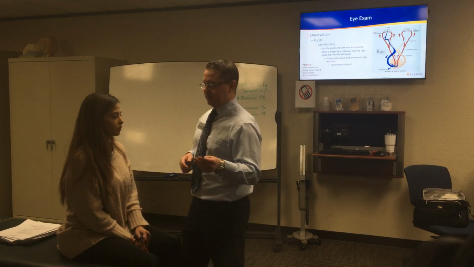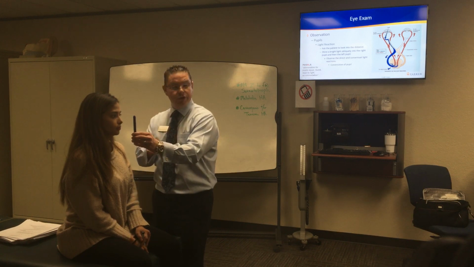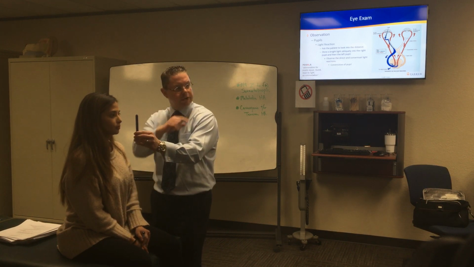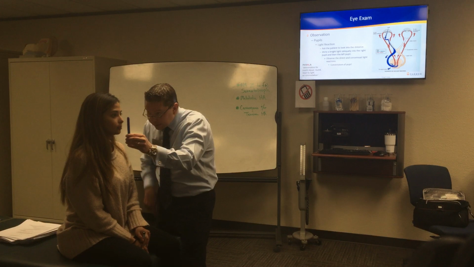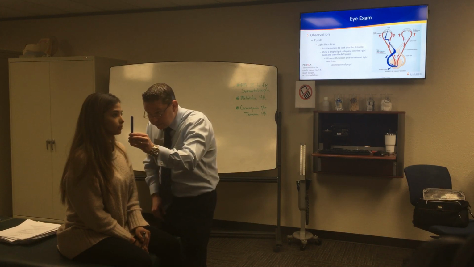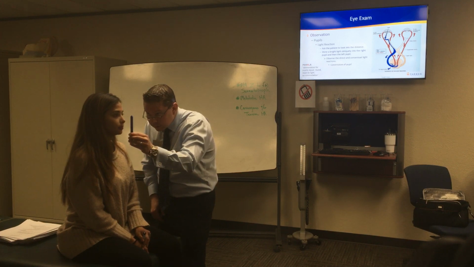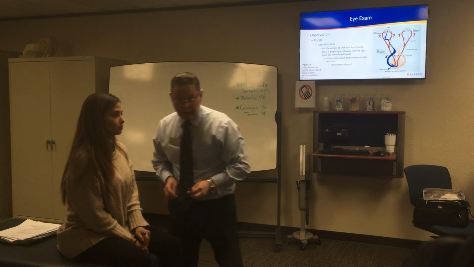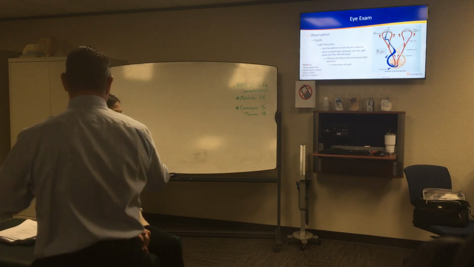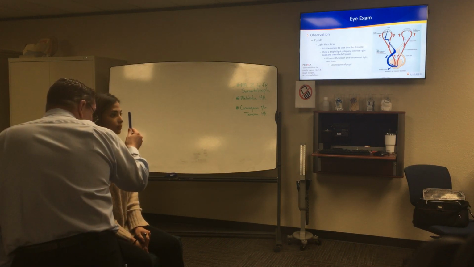Now, if I want to look for accommodation, I'm going to put this about 4 inches from the face. I'm going to tell her to look at the tip. Now, look at the wall, focus on it. Now, I'm going to look here at the eye. Now, focus on the tip of the pen. Good. The wall. Tip of the pen. Good. Then I would come over to this side to check the right eye.